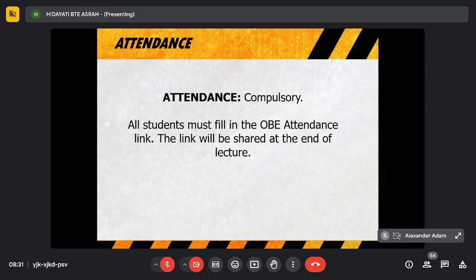Compulsory. But I think now we only have, hold on, how many students? I think less than 50, 56. The others are maybe sleeping.